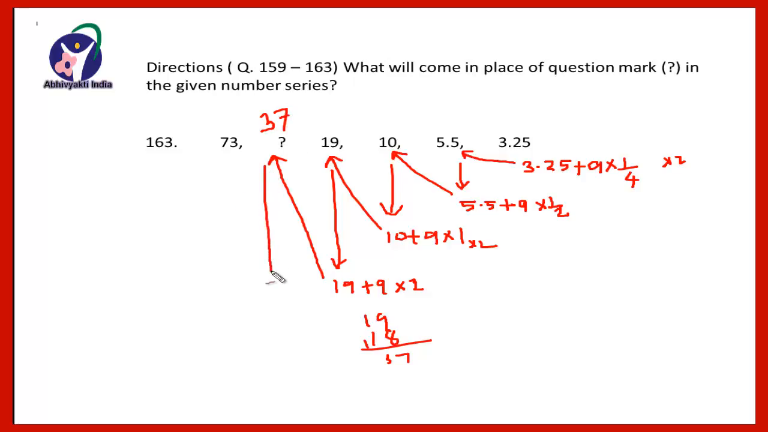Now this 37 plus 9 into 2 multiplied by 2, that is 4. So 9 fours are 36. So 37 plus 36, that will be equal to 73. And so the question mark will be replaced by 37.